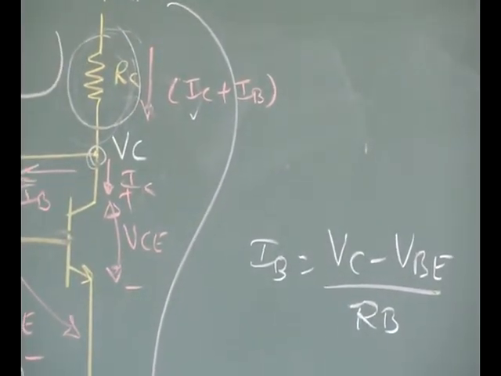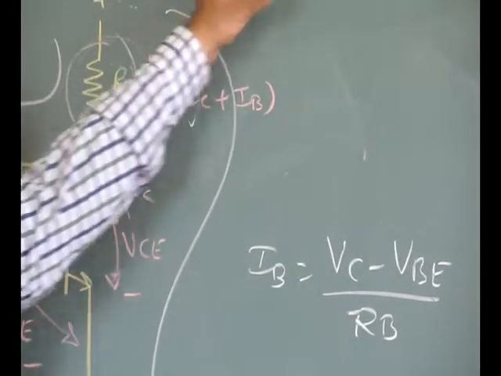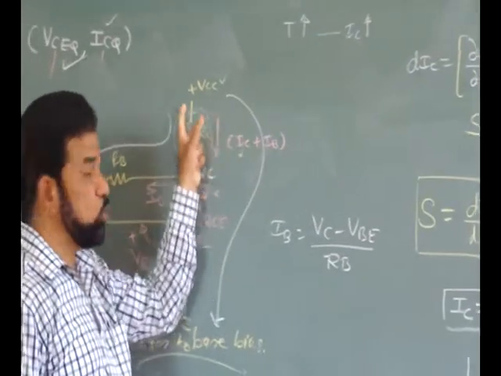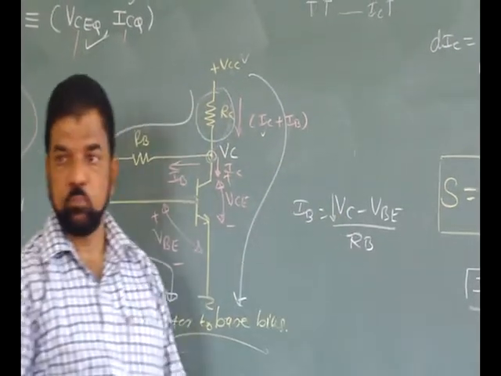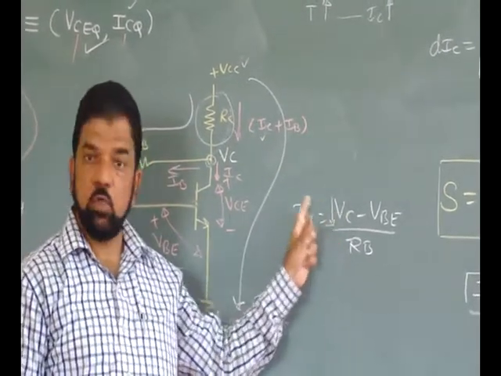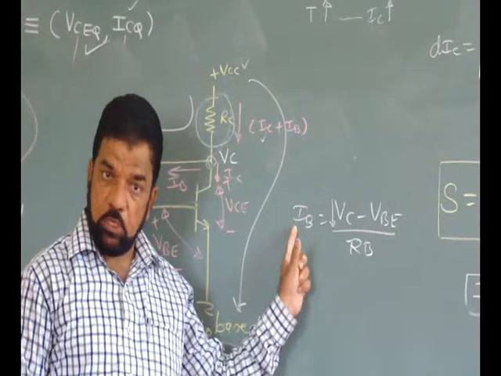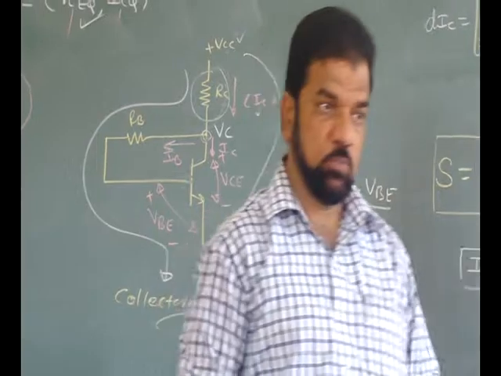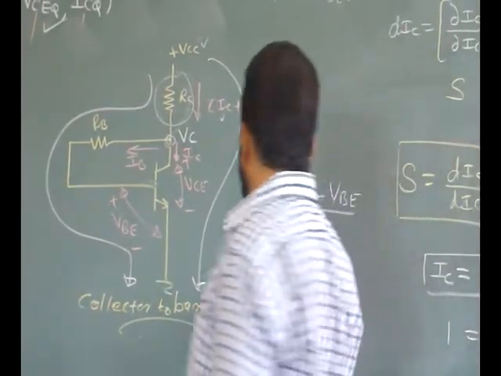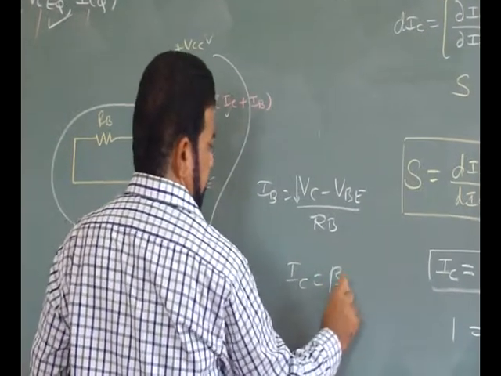So very clear. If temperature increases, IC increases, this drop increases. Because of that, VC decreases. If VC decreases, obviously your IB decreases. And if IB decreases, corresponding collector current decreases. Because collector current is nothing but VR minus C.